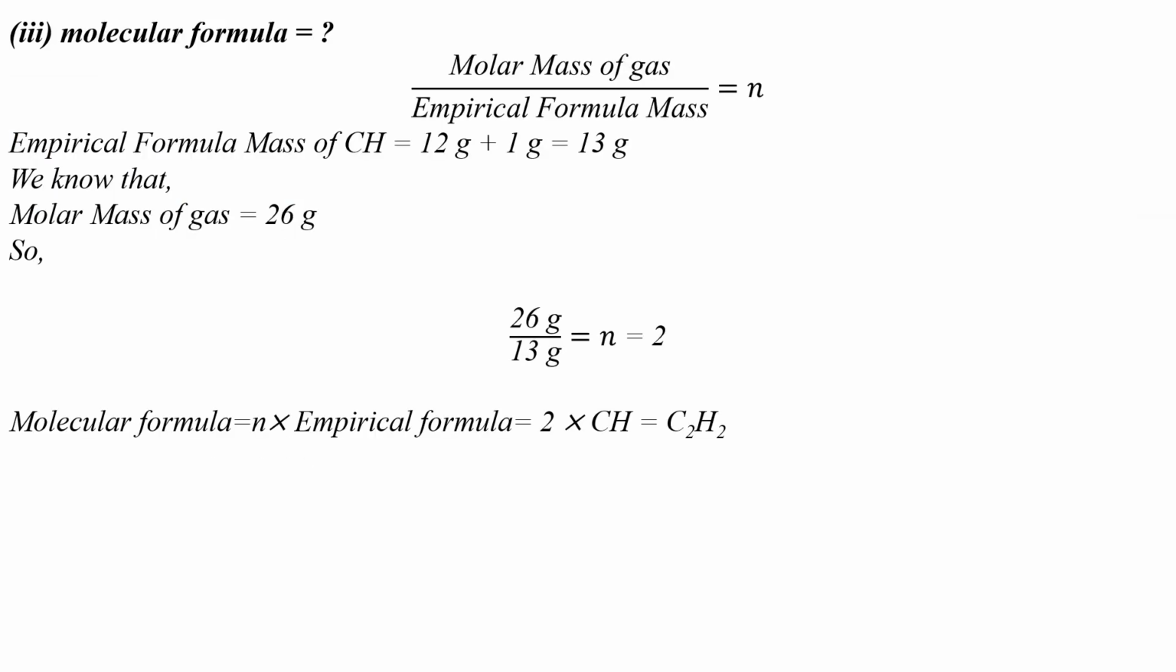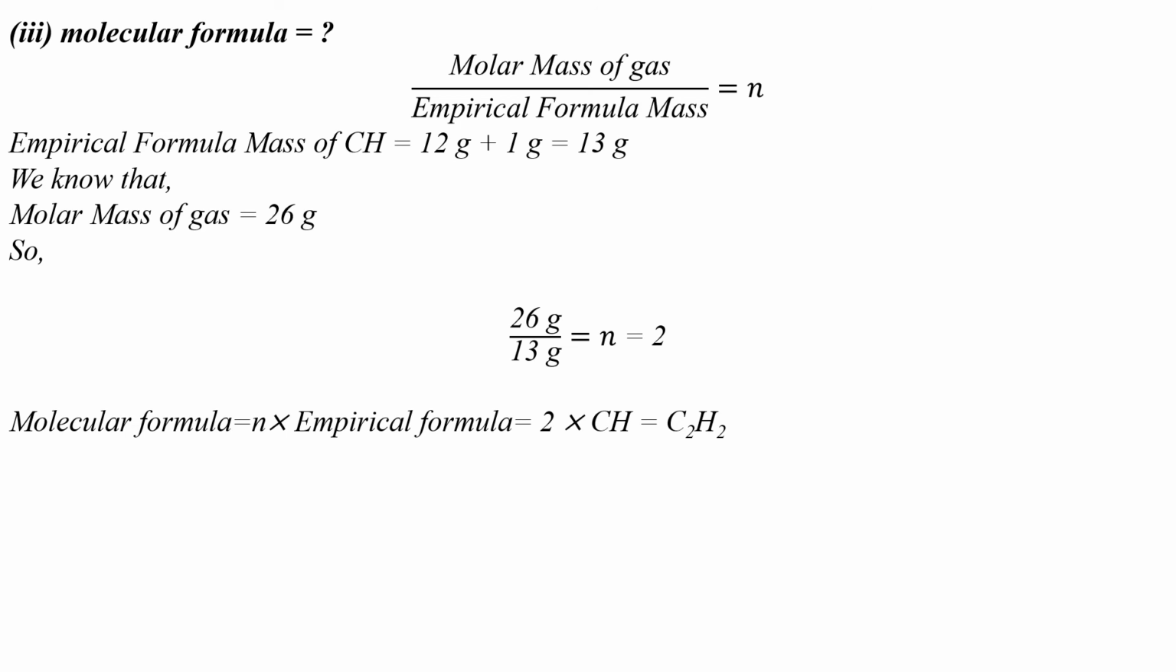The last question asked us to find out the molecular formula of the welding fuel gas. This can be achieved in two steps. In the first step, we find the value of N by the formula molar mass of the gas divided by empirical formula mass equals N. Now look at the denominator. Do we know the value of empirical formula mass? No, but we know the empirical formula of the gas. It is CH. So empirical formula mass is the sum of the gram atomic masses of carbon and hydrogen, that is equal to 12 gram plus 1 gram gives you 13 grams. So this is the empirical formula mass.